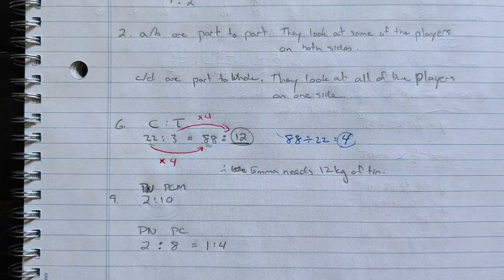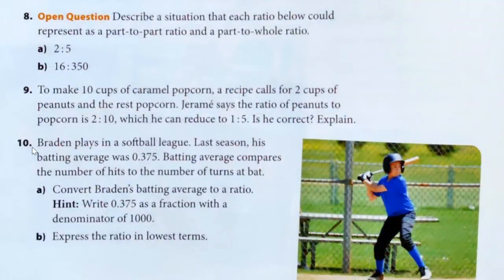And then number 10. So in number 10, we have Braden plays in a softball league. Last season, his batting average was 0.375. Batting average compares the number of hits to the number of turns at bat. So batting average is an interesting one, and I picked this one because it's a little bit different. While he was at bat for less, he hit less than one time, is what that kind of looks like. But it's not. It's read funny. Batting average is actually written out of 1,000.